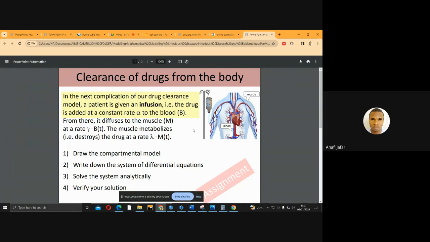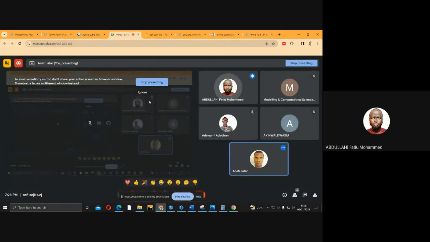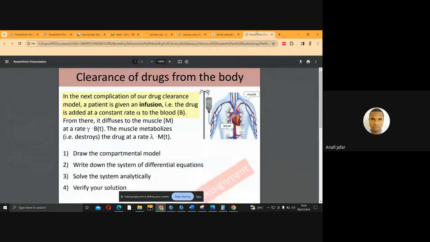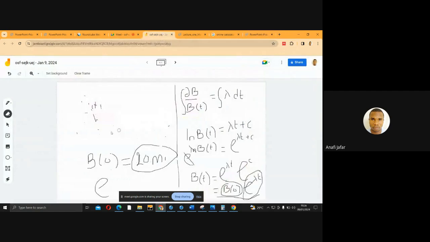Hello, can you hear me? Yeah, we can hear you. You are going to have two compartments. Yeah, we have a two compartment. That is great. So you tell me what I will put. What are you expecting me to put?